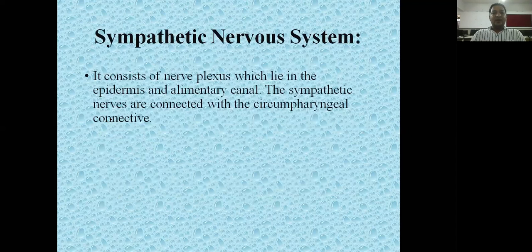Now, the sympathetic nervous system consists of a nerve plexus which lies in the epidermis and alimentary canal, and the sympathetic nerves are connected with the circumpharyngeal connectives.